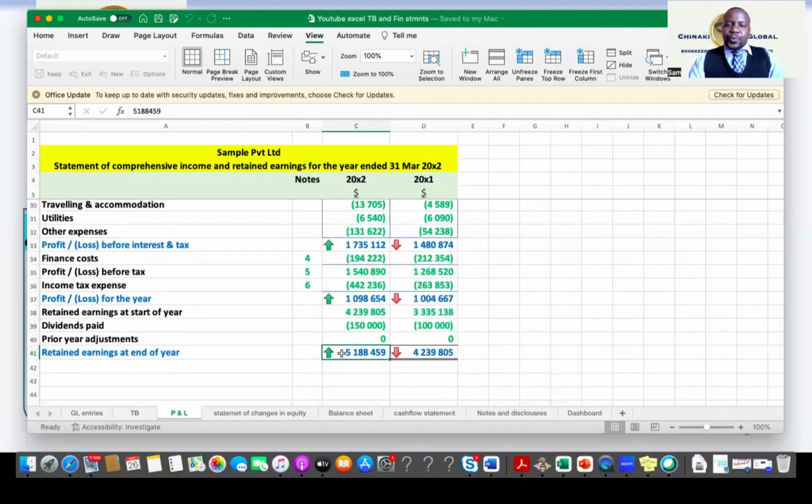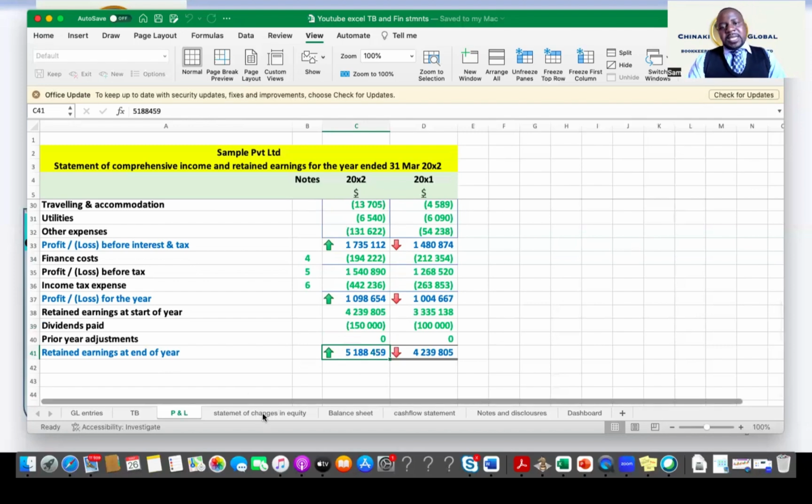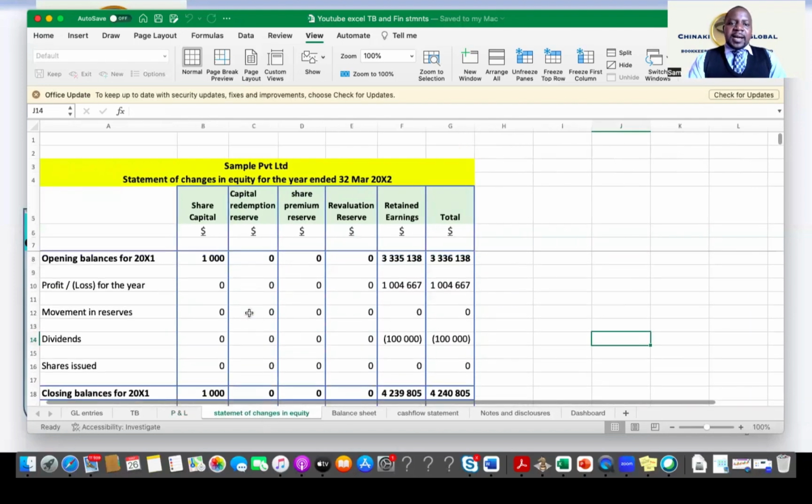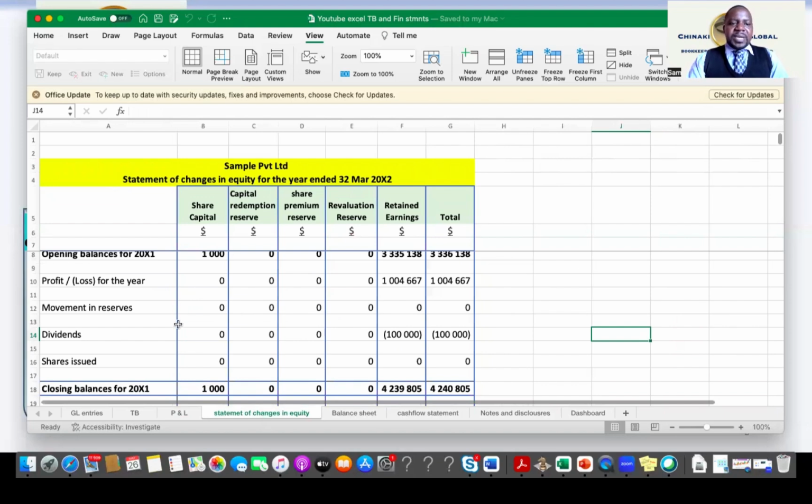So after having these figures, the retained earnings, we can now proceed to the statement of changes in equity, where we can record the movements which happen within our share capital and equity, share capital and reserves. These are terms that we use when we are dealing with companies. But when we are dealing with sole trader businesses, we can just say the capital. What is additional capital introduced by the owners?